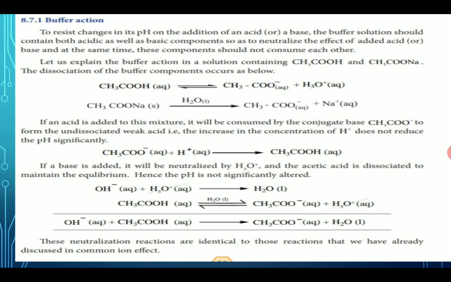So let us explain one buffer action. Acetic acid and sodium acetate, both the equations which I have just now seen. Acetic acid dissociates into acetate and hydronium ion. Sodium acetate dissociates into acetate and sodium ion. If an acid is added to this mixture, acid means we have H plus ions. When acid is added, it combines with acetate ion and forms acetic acid. So there is no change. If a base is added, the base means OH minus is added to the hydronium ion H3O plus, it becomes neutralized. It becomes water, H2O. So it is neutralized. So there is no change in the pH.